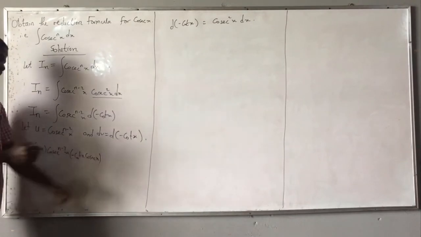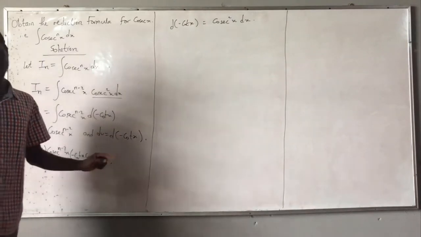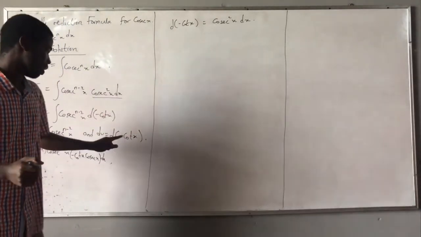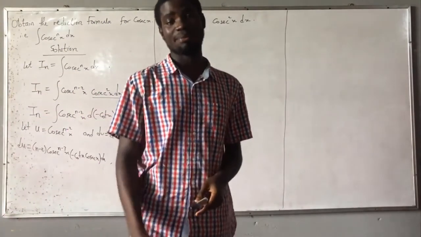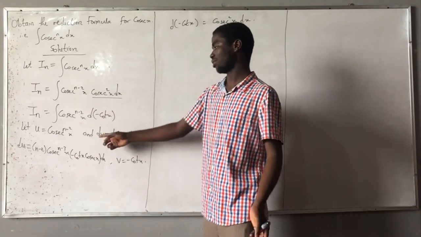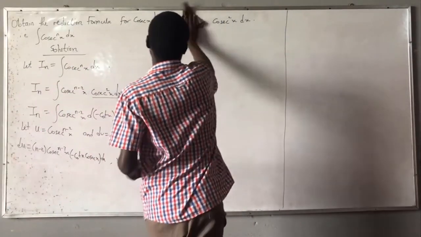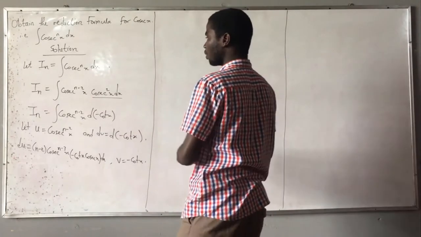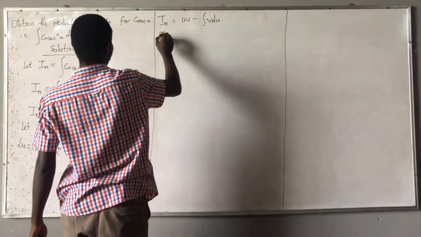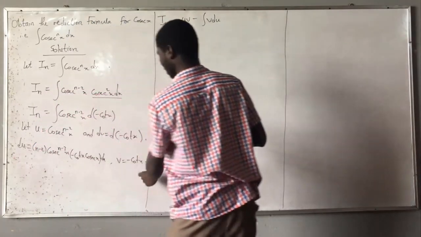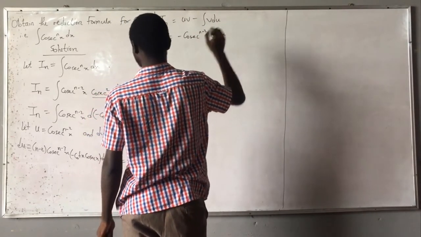Don't forget dx is still at the back. Now what about v? v will be minus cot x, because of course you can see d will cancel d, then v will just be the integral of both sides, minus cot x. So using the integration by parts formula, uv minus the integral of v du, I_n equals uv, so I have minus cosec^(n-2) x cot x.